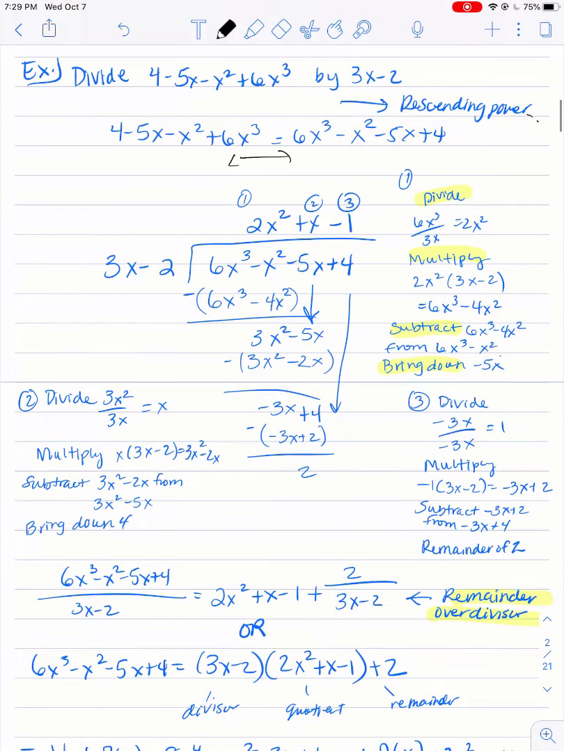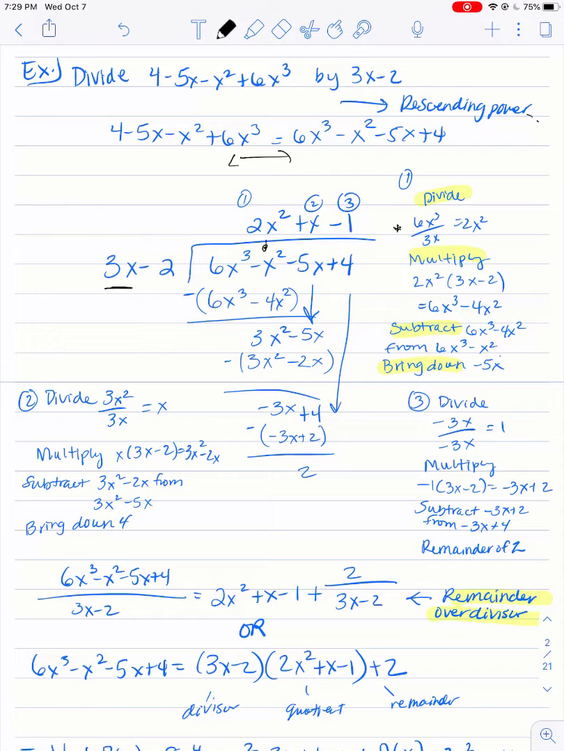So our first term is 6x cubed. So we think, okay, 3x times what gives me 6x cubed. So we're dividing here, 6x cubed divided by 3x, and that's 2x squared. So I put 2x squared, and I usually place them over the term that is similar in power. So now I'm going to multiply 2x squared times every term in my divisor. So I'm multiplying 2x squared times 3x minus 2. So I get 6x cubed minus 4x squared.